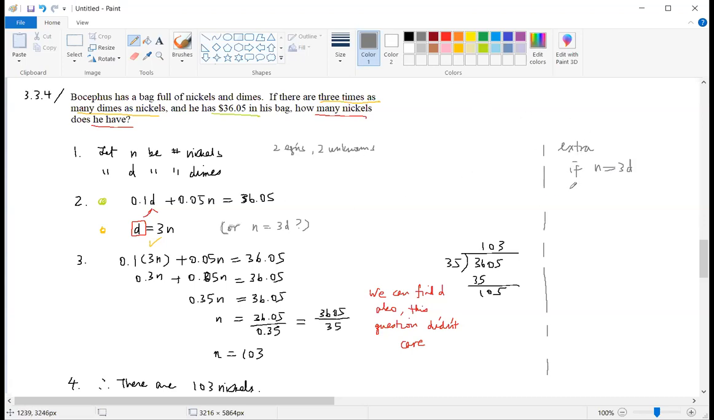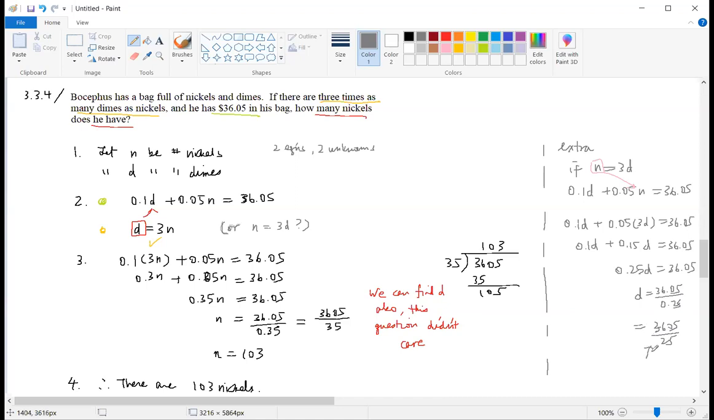So we sub in the same thing. The other equation was this. We do the same thing. We just sub this n into this one, right? So here we will get 0.1d plus 0.05 times 3d. So here that's 0.1d, that's 0.15d. Then here this is 0.25d. So d equals 36.05 over 0.25, which is 3605 over 25. And you can tell that's not an integer.